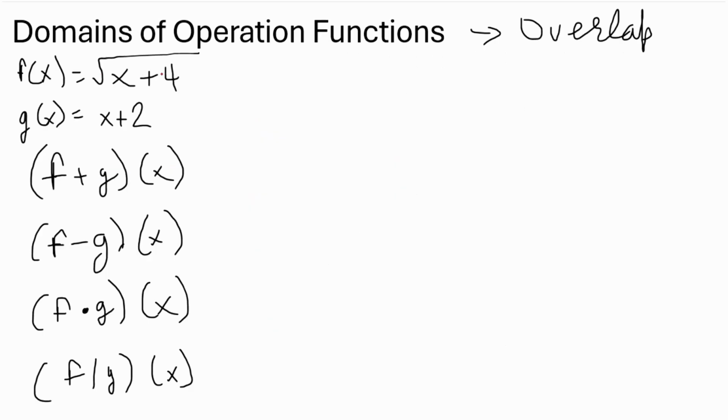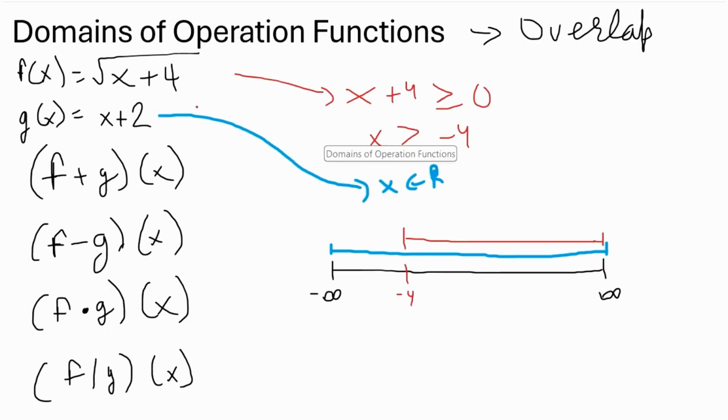With domains, all you do is take the domain of this, take the domain of this, and see where it overlaps. So the domain of radicals, remember, it has to be greater than or equal to 0. So it's x greater than -4. For this one, it's just all real numbers. So where do they overlap? Well, they overlap right here. So our final domain is going to be x has to be greater than -4 for all of these.